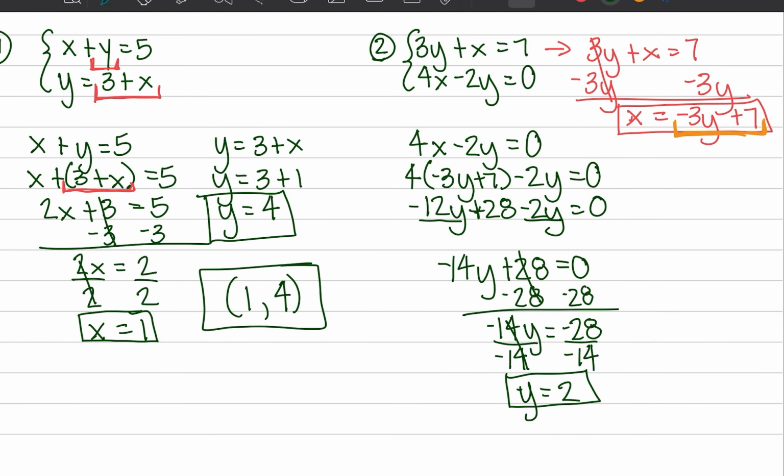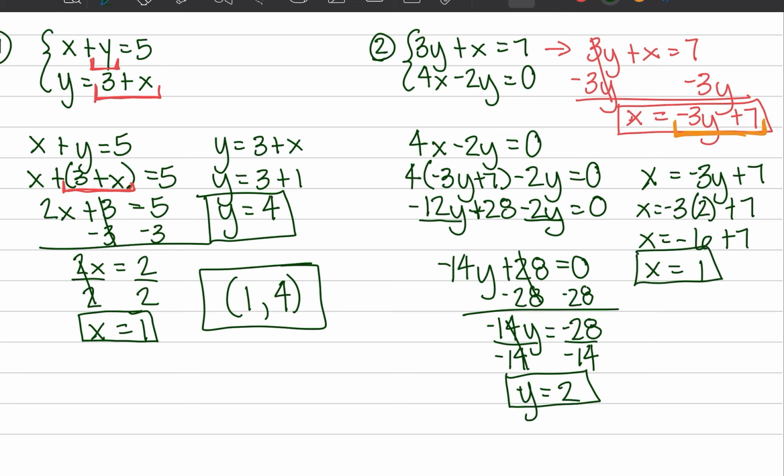And now that we have our y value, we're going to go ahead and plug that y value into one of our equations and solve for x. Since we already got x by itself in that first equation, I'm going to plug in the value for y here to make it easier to get x by itself. So I've got x is equal to negative 3y plus 7. I'm going to replace that value for y that we found, which was 2, and I'm going to simplify. Negative 3 times 2 is negative 6, and then plus 7 gives me 1.